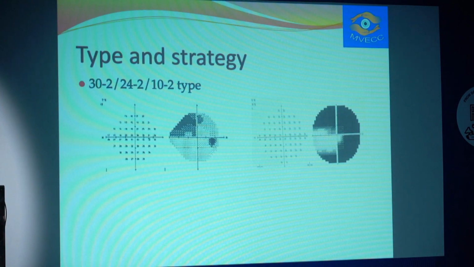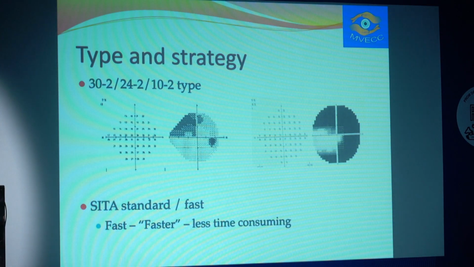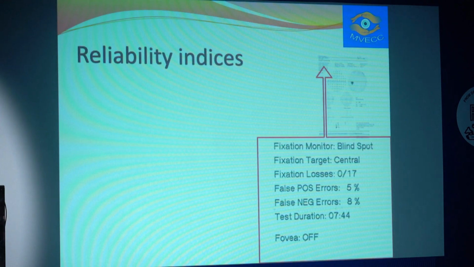Then we talk about the various strategies. We have got 34-2, 24-2, 10-2, and then we have got 30-2C these days. Then we have the standard, fast, and the faster. As we move forward, we have lesser time consuming. So you have to compare the same type of strategy with the previous same type of visual fields.